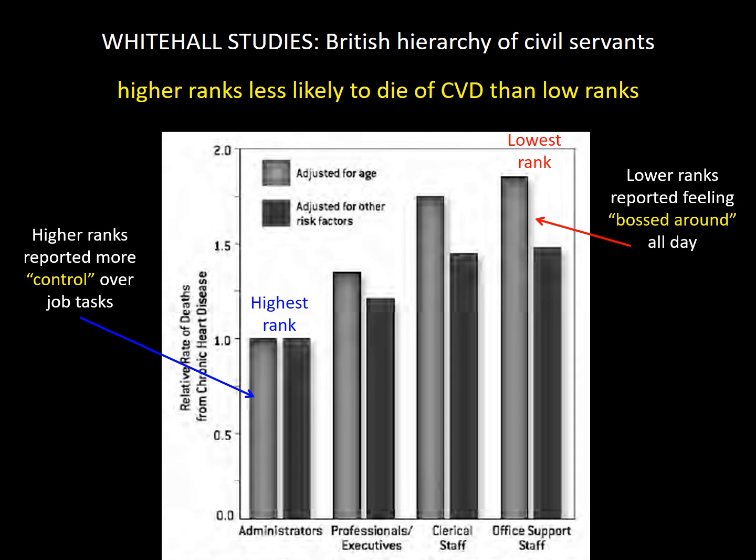And this is true whether the researchers statistically controlled just for age, and that's what the light gray bars show, or if they controlled for age as well as additional health risk factors like whether or not the person was a smoker. But what you see on the graph is a clear stepwise increase in risk with decreasing rank.